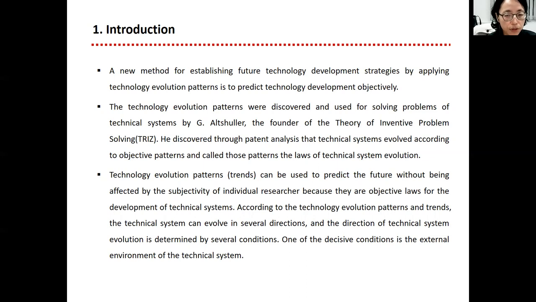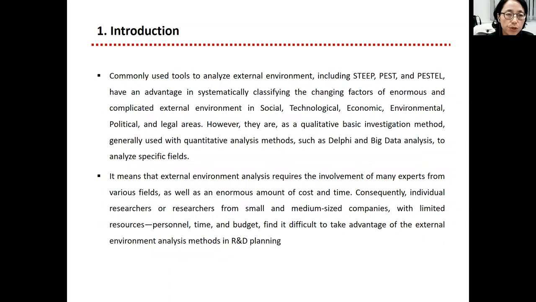According to technology evolution patterns and trends, the technical system can evolve in several directions, and the direction of technical system evolution is determined by several conditions. One of the decisive conditions is the external environment of the technical system. Commonly used tools to analyze the external environment, including STEEP, have the advantage of systematically classifying the changing factors in the numerous and complicated external environment in social, technological, economic, environmental, political, and legal areas.